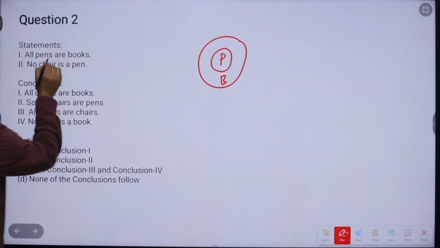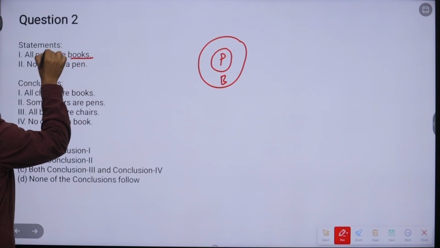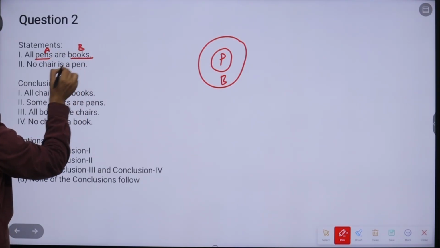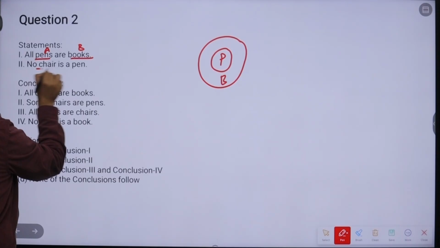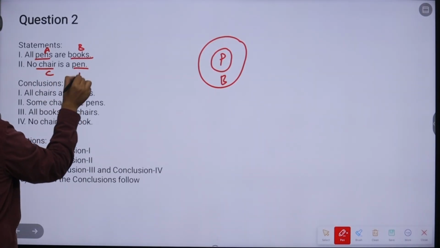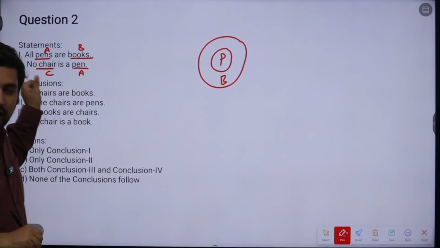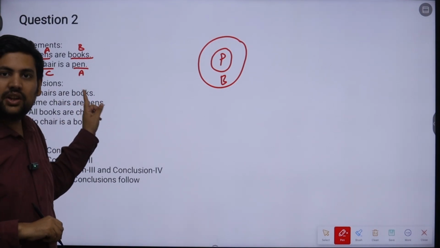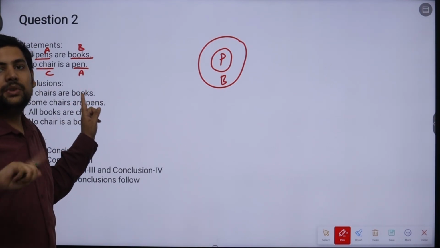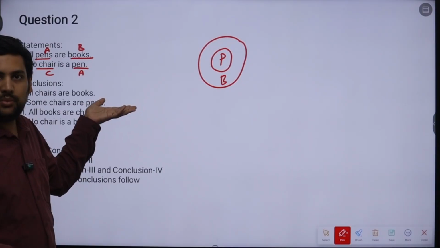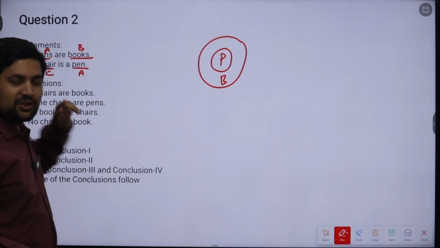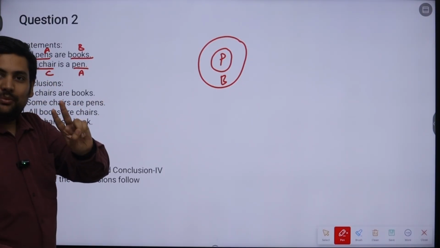Now, as you can see, here the relation is between pen and book. So this is like A and B, correct? And here the relation is between chair and pen. So this is like C and A. Can you see that pattern? A and B, A and C relation is given. Then you need to guess the relation between B and C. There are two possibilities, correct?